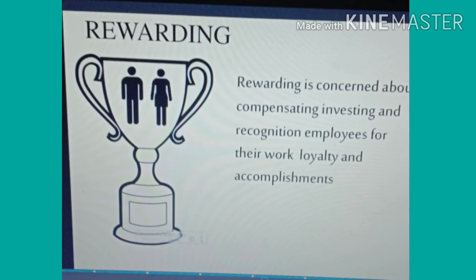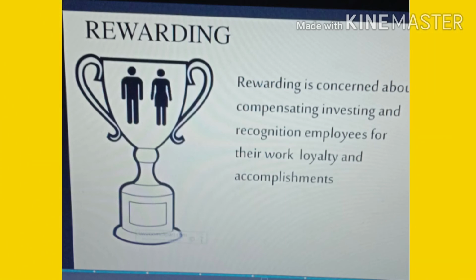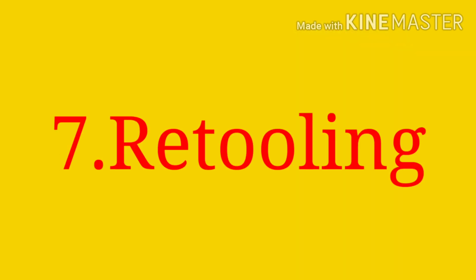The sixth of the 8 R's of human resources is rewarding. Rewarding is concerned with compensating, investing in, and recognizing employees for their work, loyalty, and accomplishments. So, rewarding is incentivizing and recognizing employees for their work. It includes both monetary and non-monetary benefits. And the seventh of the 8 R's of human resources is retooling.